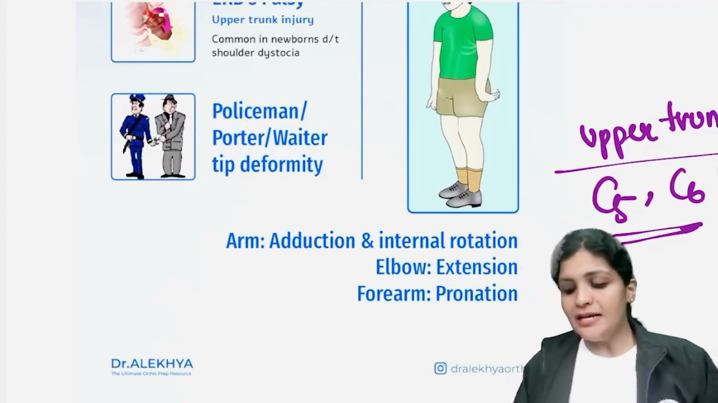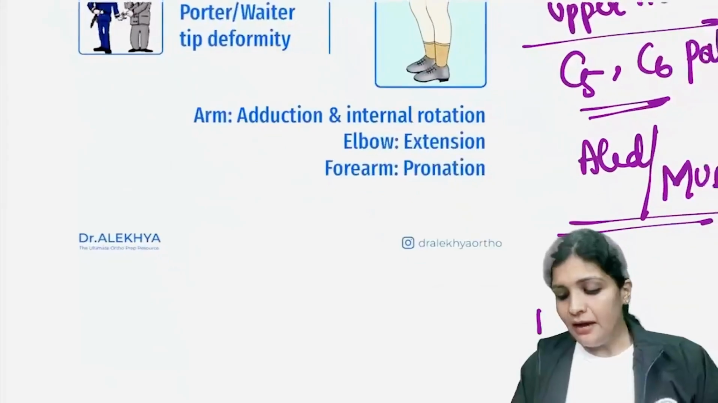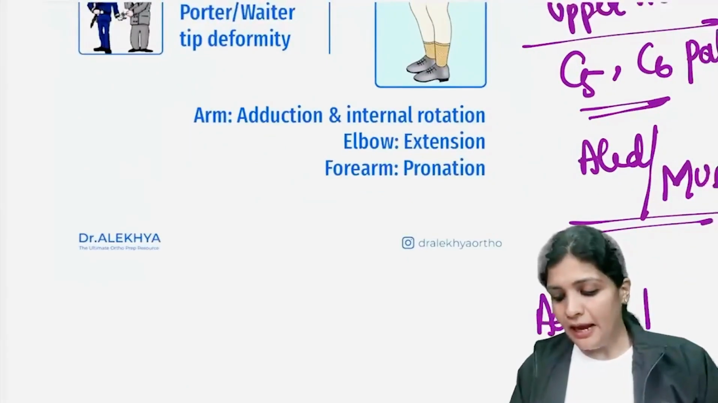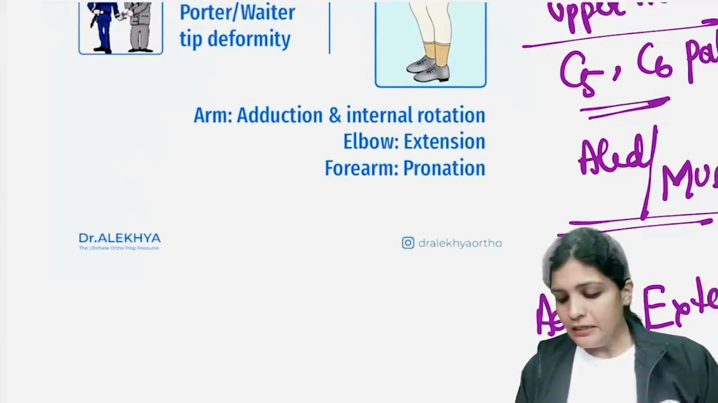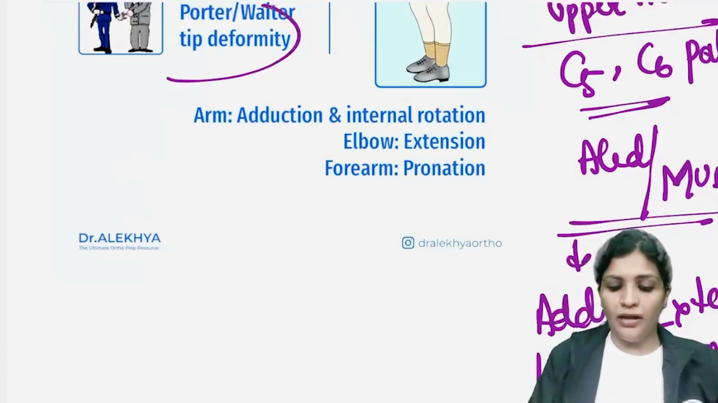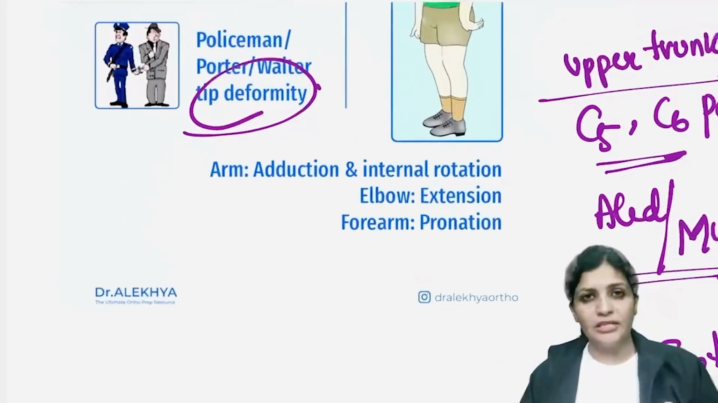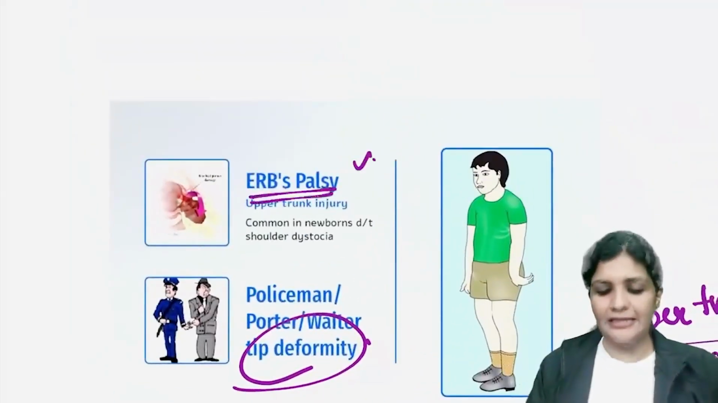Right? Please remember abduction and musculocutaneous nerve, where it results in the deformity: adduction and extension at the elbow, internal rotation and pronation, which will result in what is called your policeman tip deformity or waiter tip deformity in case of your Erb's palsy.